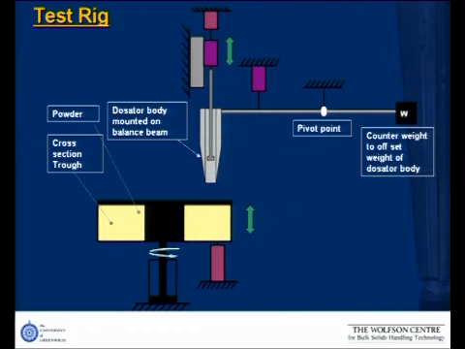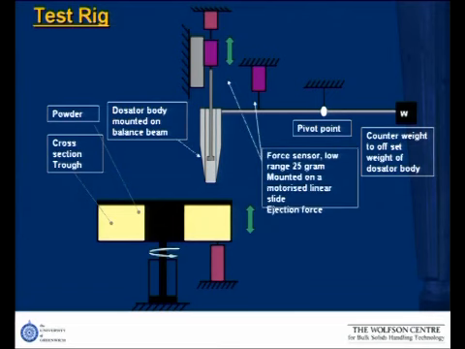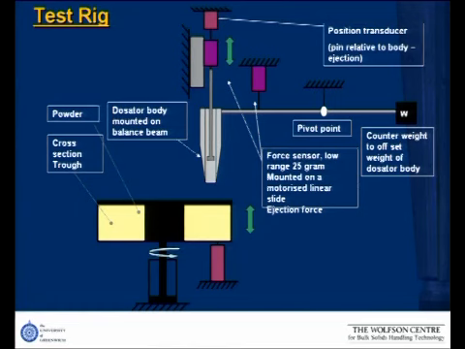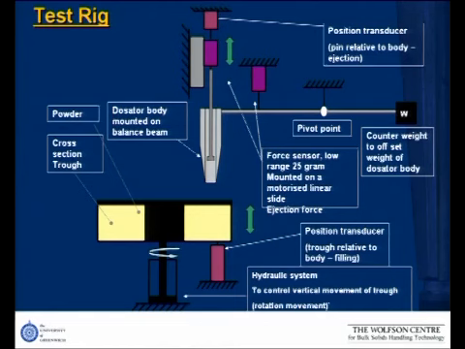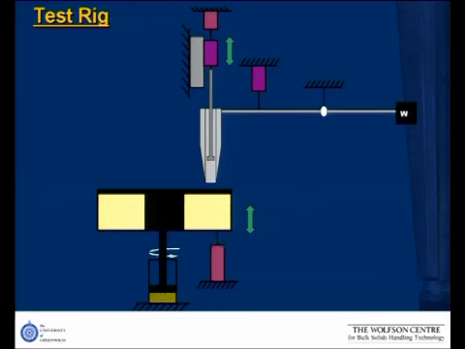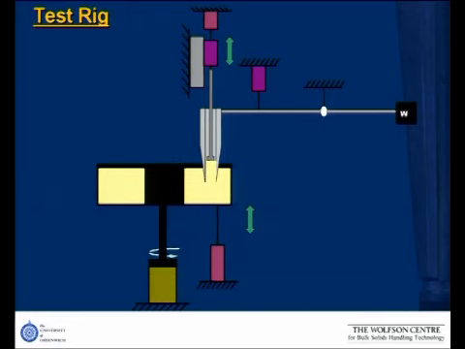We have a trough filled with powder, and then the dosator body is fixed on a balance beam. We have a pivot point here and a counterweight here to offset the weight. And then we have a load cell here to sense the forces in the pin, and a load cell here to sense the forces against the body. And then we have a position transducer to know the position of the pin, and another one here to know the position of the trough. And then a hydraulic system to give the movement, and LabVIEW to control the rig.